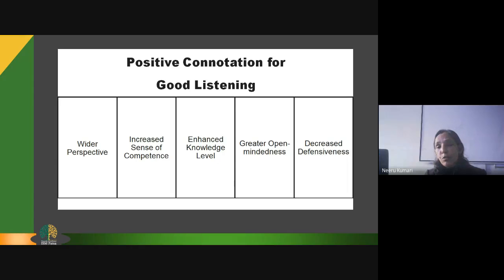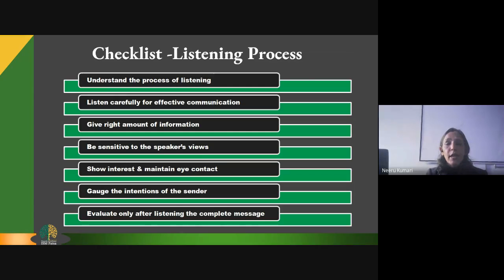It also helps you to widen your understanding level. And at the same time, once you broaden your aspect of understanding, it is going to decrease the defensiveness. And once you work on these, certainly you will see that you can improve your ability of understanding, and this will help you in improving your listening process.